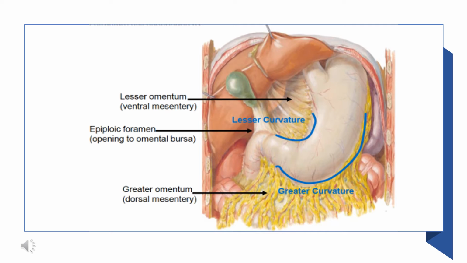And the right free margin of this lesser omentum forms the roof of the epiploic foramen, that is the opening to the omental bursa or the lesser sac. And in this picture you can also identify the greater omentum, which hangs down from the greater curvature of the stomach. And as you have studied, the greater omentum is a derivative of the dorsal mesogastrium.